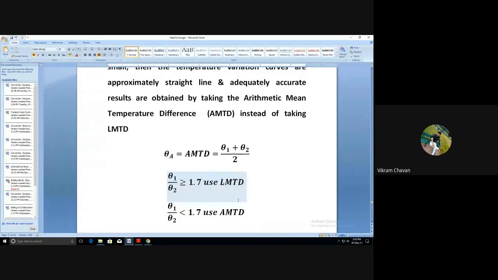So when do we have to use LMTD and when do we have to use AMTD? For that reason, this note is very important. When the ratio of theta 1 to theta 2 is greater than or equal to 1.7, then we have to use the LMTD. And when this ratio is less than 1.7, then we have to use the AMTD.